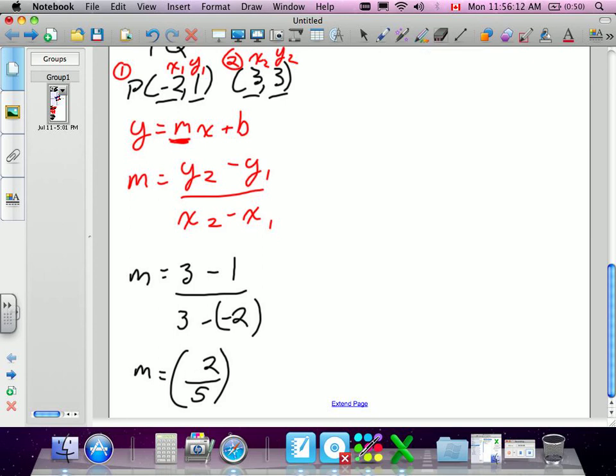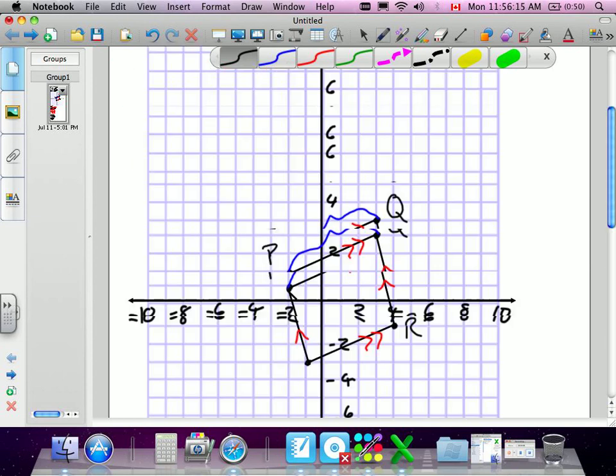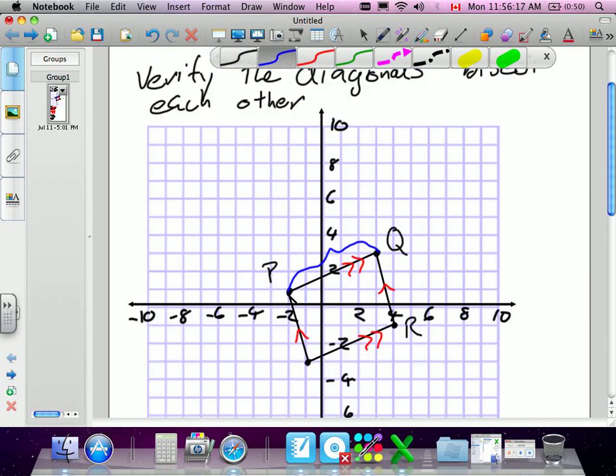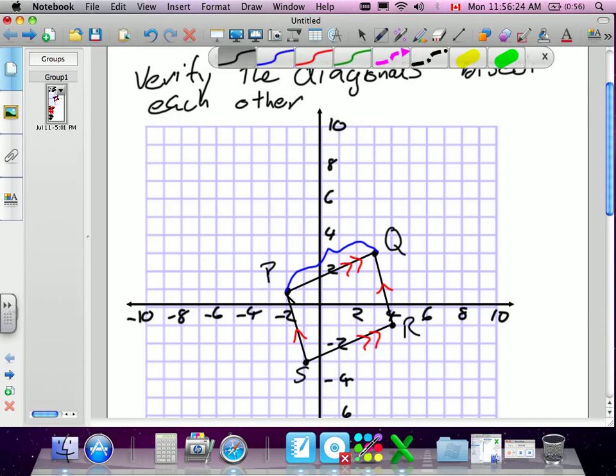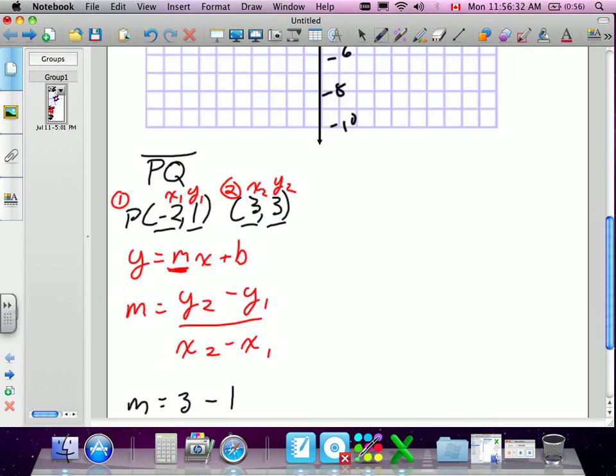We need to verify the opposite side, which is point... I didn't put a letter in there. S. We need to verify SR is parallel to that. So in other words, I have to find the slope of SR. Again, SR, this line, we'll put our two coordinates down. S is negative 1, negative 3. R is 4 and negative 1. We need to find the slope again. We know that the m, we use the same formula.